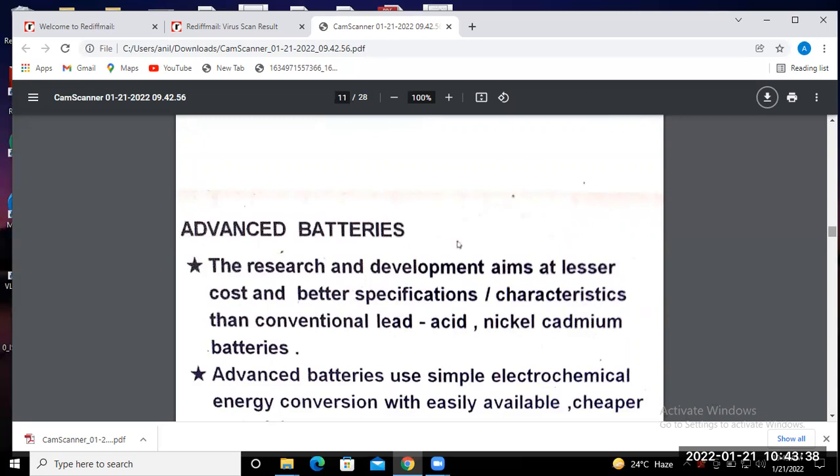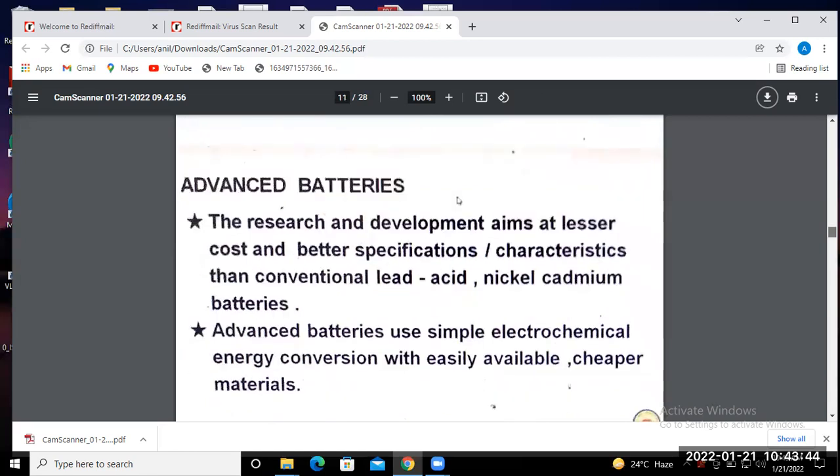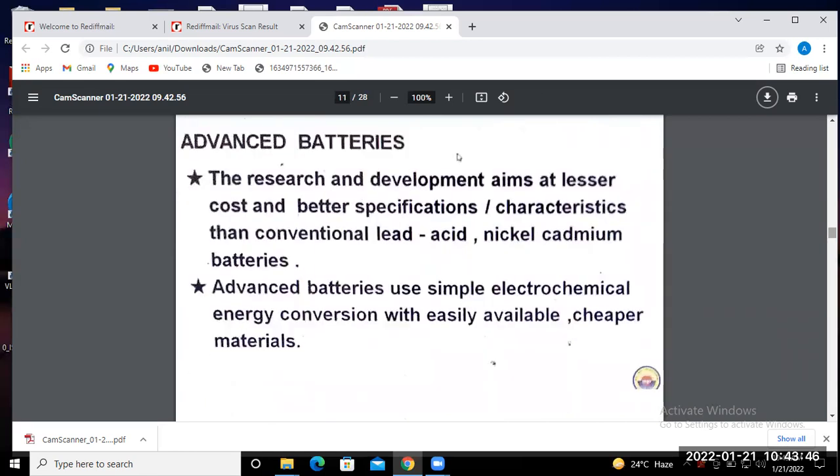Next is the advanced battery. This is all about the sodium sulfur battery. Okay. The research and development aim at lesser cost and better specifications and characteristics than conventional lead acid and nickel cadmium batteries. Advanced batteries are simple electrochemical energy conversion devices, made with easily available, cheaper materials.